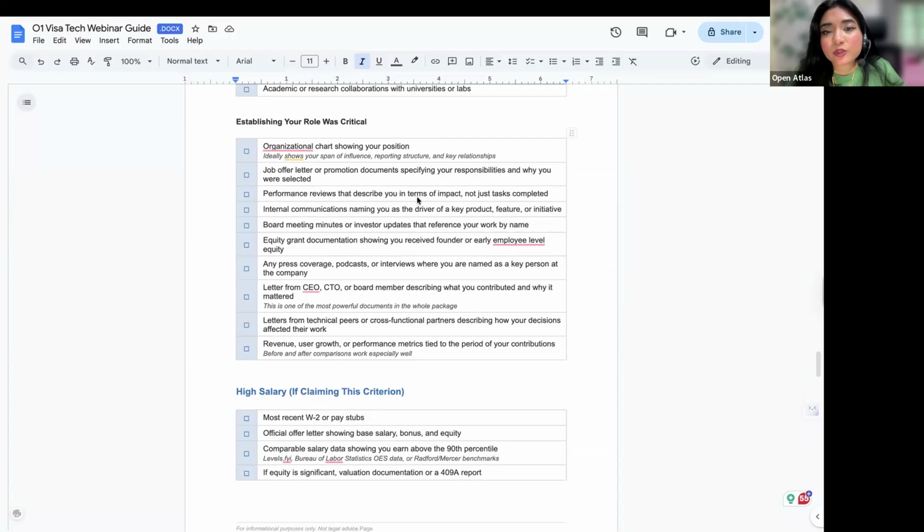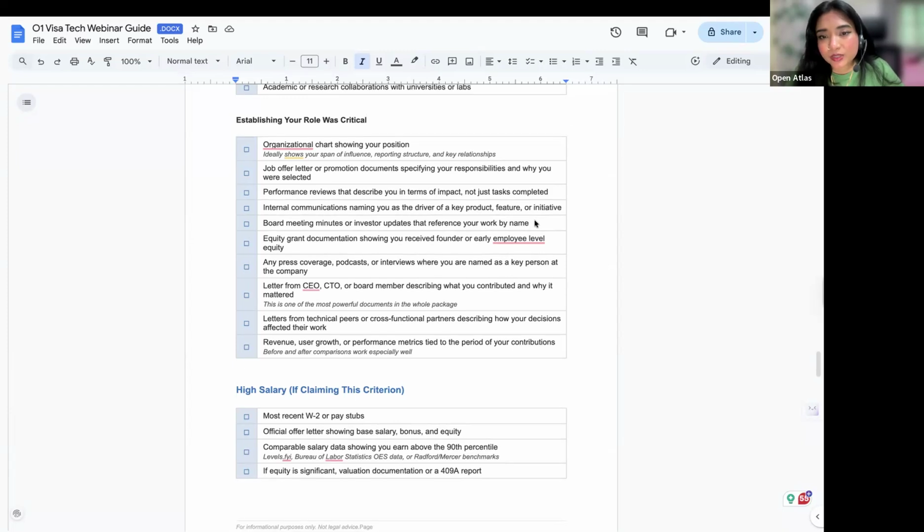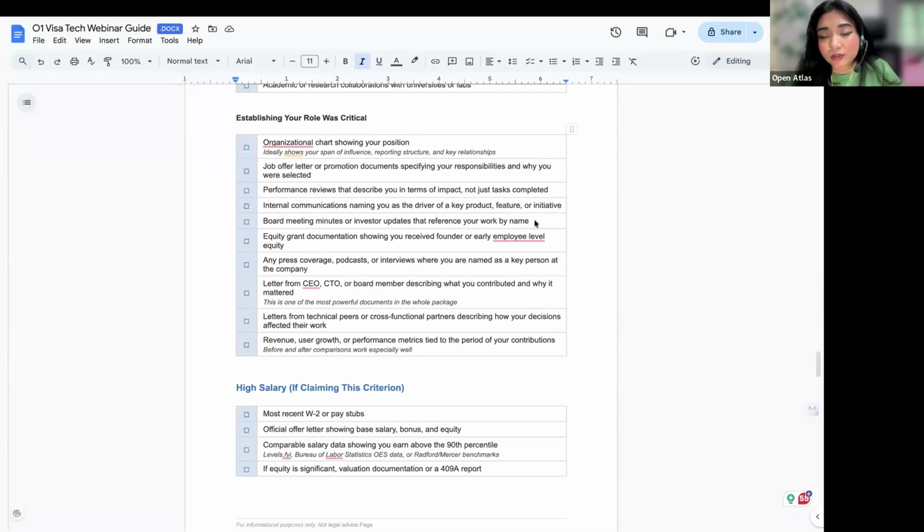Performance reviews that describe you in terms of impact, not just tasks completed. Internal communication naming you as the driver of a key product, feature, or initiative. Many times there might be a situation where you're getting an email from your boss saying, hey, you will be driving this key product. Those screenshots or PDF versions of emails also carry a lot of value. Internal assessments or internal applause also carry a lot of value. So in case you come across such beautiful emails, please save them.